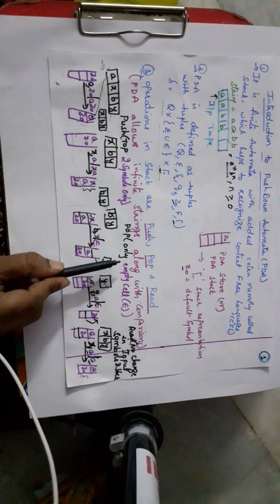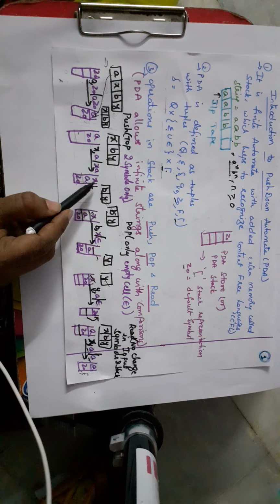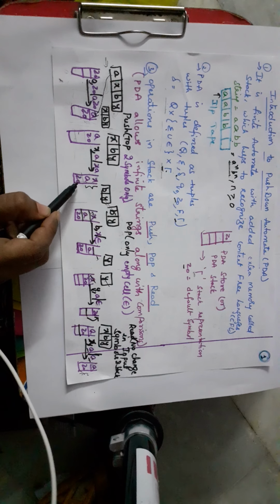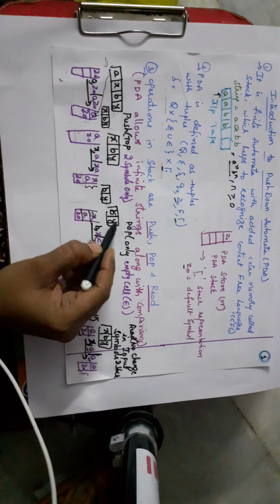Now the next one is the pop operation. Pop in the sense you have to remove the elements one by one, and since this is a stack, you need to remove from the topmost element.